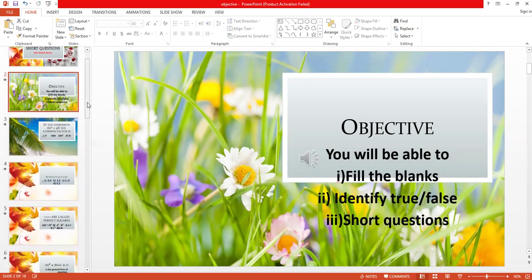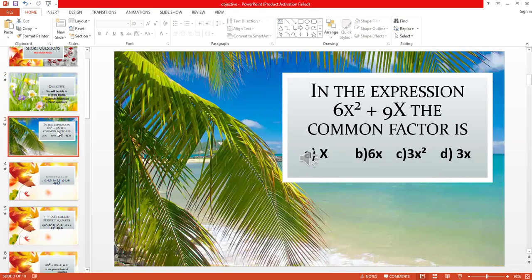Basically, this video is related to quadratic expressions and identities, okay? Simple identities, perfect squares and difference of two squares. The first one, mostly it comes with the instruction that encircle the correct option, okay? The first one is an expression.